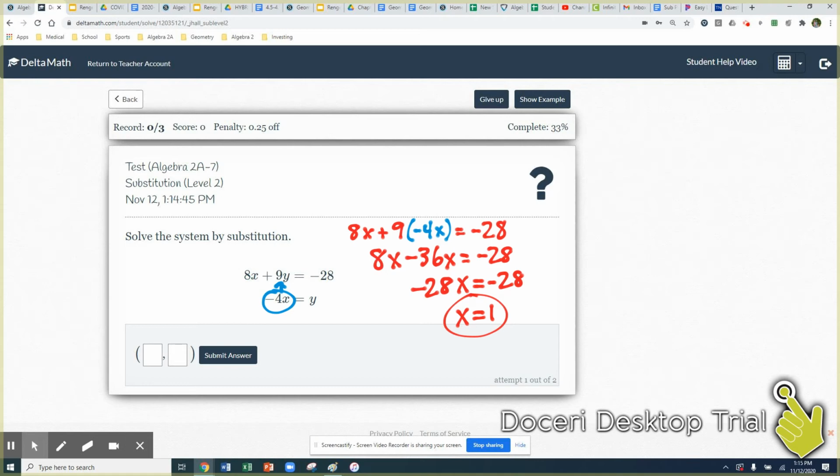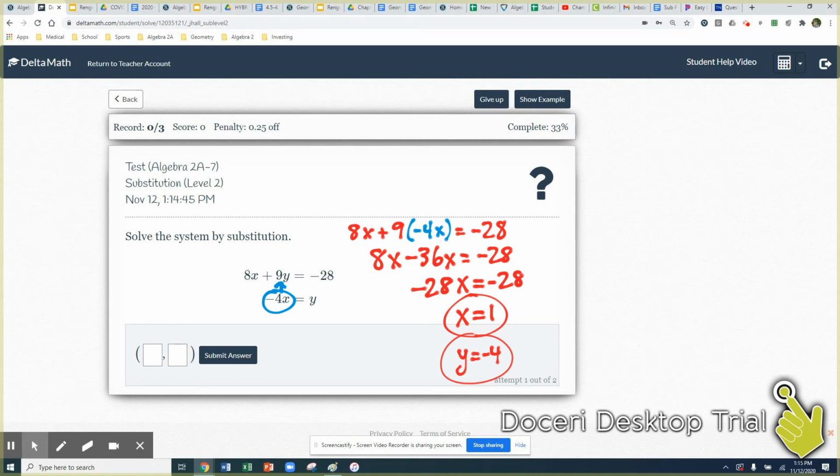Once we know x is equal to 1, I always just go look for the simpler of the two. This one definitely has smaller numbers. Y is equal to negative 4 times 1. So y is going to equal negative 4. So there would be my second solution.